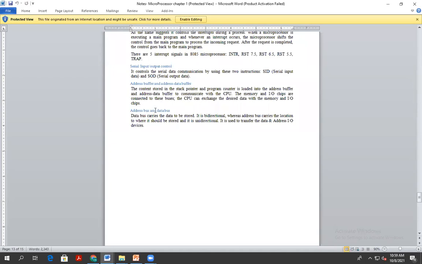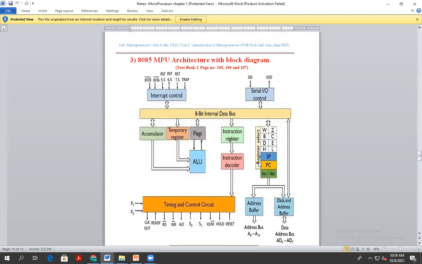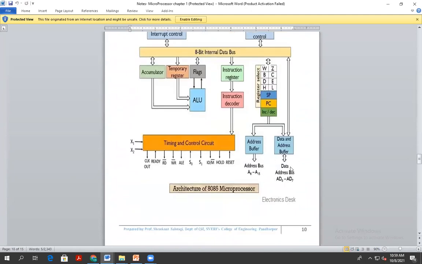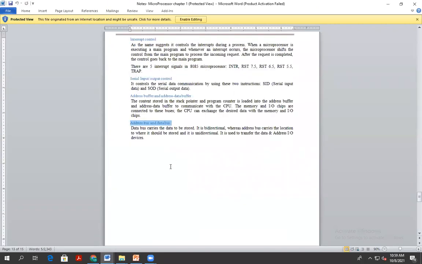Next, the address bus and data bus. Here you have to use the address bus. This is the address bus and this is the data bus, along with the buffers. That is the last point in this.